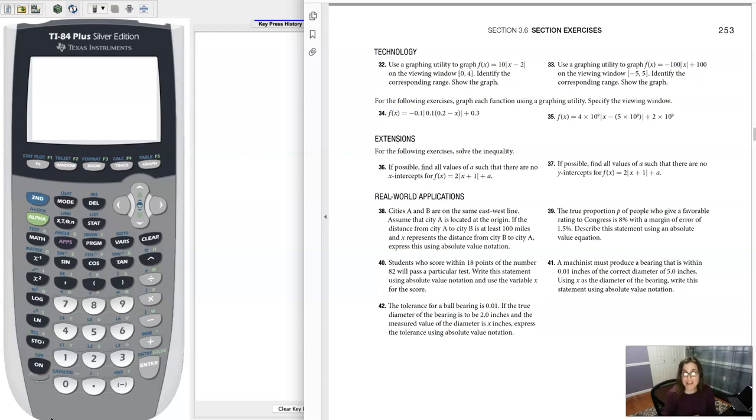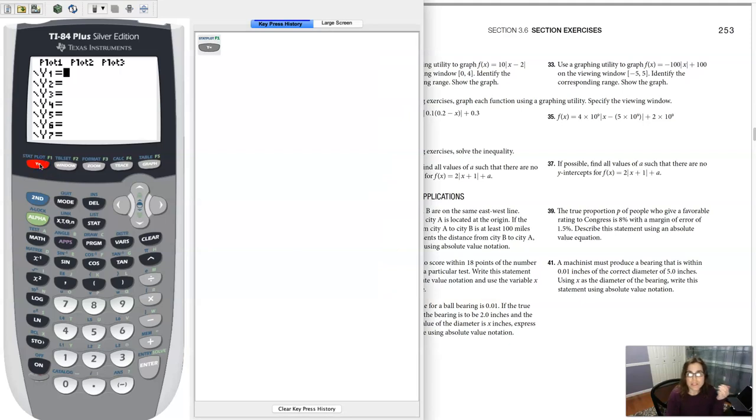Hey, Math 31. I had a question coming out of section 3.6, number 33, and we were asked to use this graphing utility to graph this function up here and then take a look at it on the window negative 5 to 5. So let me go into my y equals and let's go type this in.